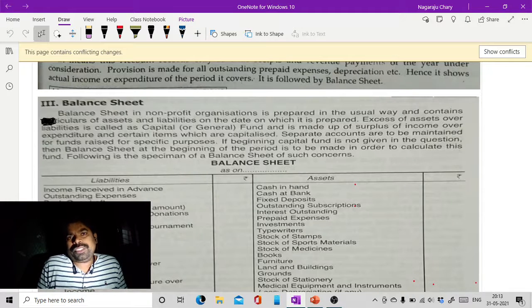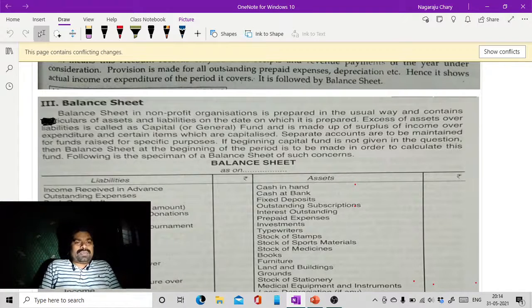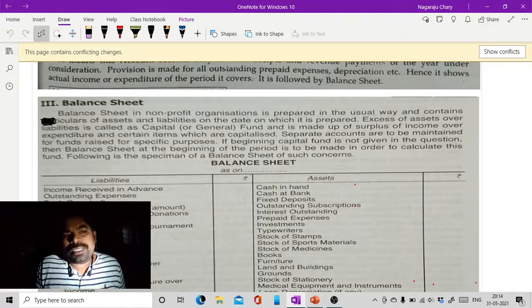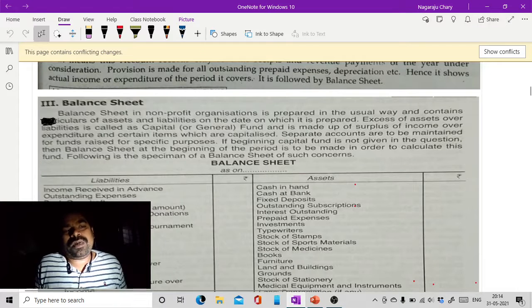First, what is a balance sheet? A balance sheet is a statement. A balance sheet is not an account. A balance sheet is a statement. It is prepared on a particular date. So on that date, whatever the assets and whatever the liabilities are to be shown in that statement, that will be shown only for that day, not for before the day, not for after the day. So that's why it is said to be a statement. It is not an account.